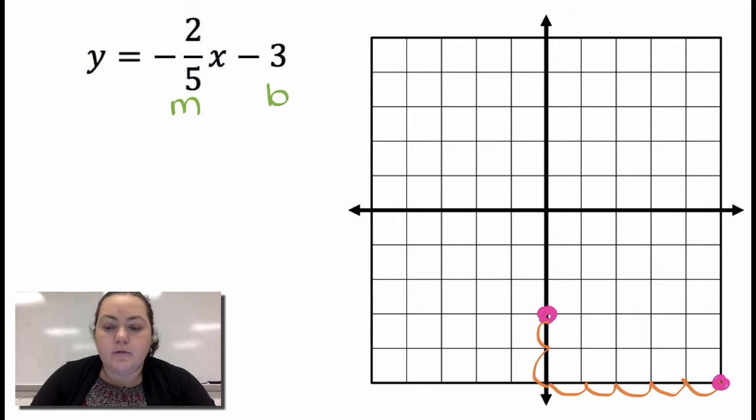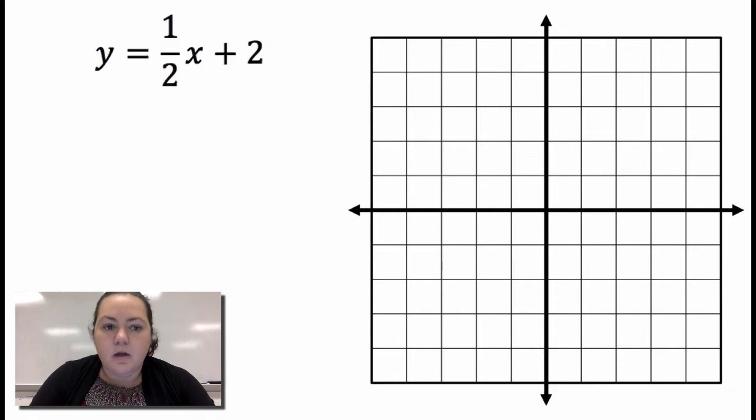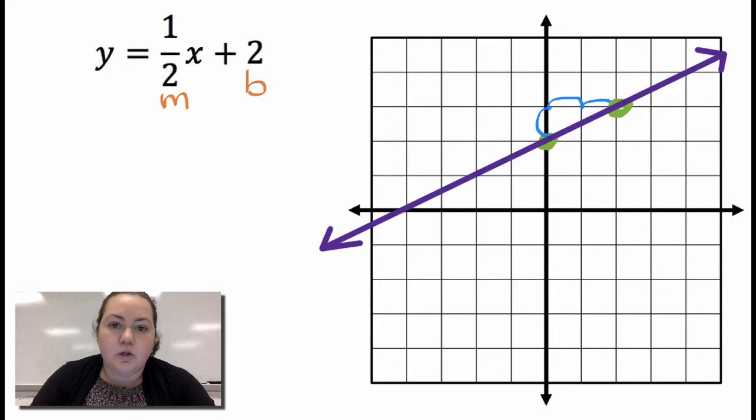Okay, so down 2 over 5, and you're always going to the right. All right, so once you have 2 points, that's all you need to be able to draw a line. So now I've graphed my linear function. All right, y equals 1/2 x plus 2. My y-intercept is 2, my slope is 1/2, so I'm going to go up to 2 on the y-axis. Then from that point, I'm going to go up 1 over 2, make a new point, and then I have 2 points, I can draw a line.